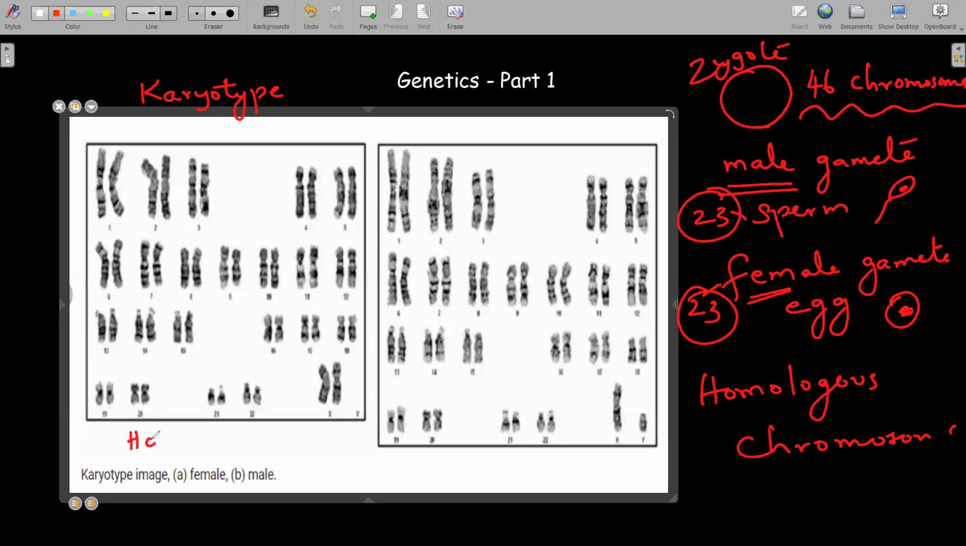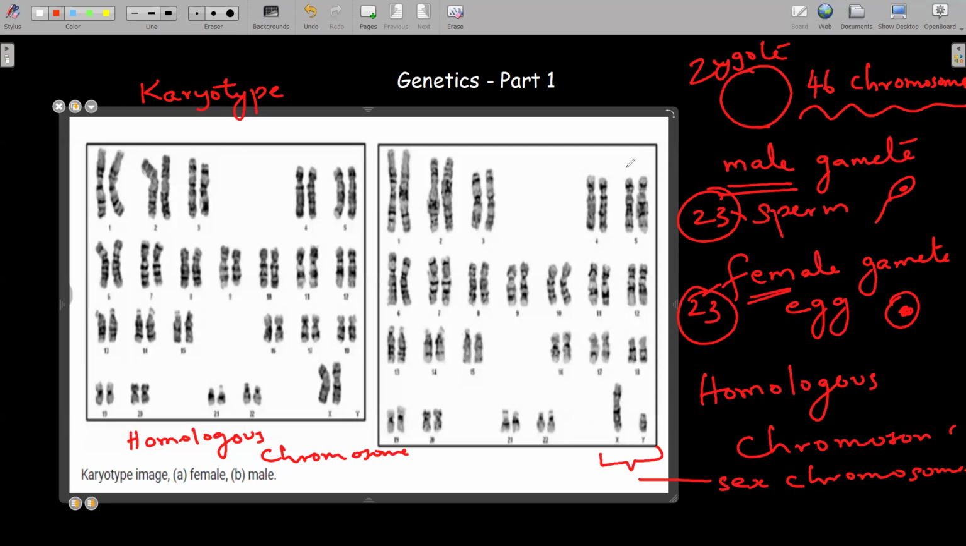Okay, homologous chromosomes. But you can see that there is one pair which is not the same, and that's the sex chromosomes X and Y. So you see X and Y. The X chromosome is a little bigger than the Y chromosome. So this is not a homologous pair, and they are called sex chromosomes. Okay, are we on the same page? Is everybody clear with what homologous chromosomes are?